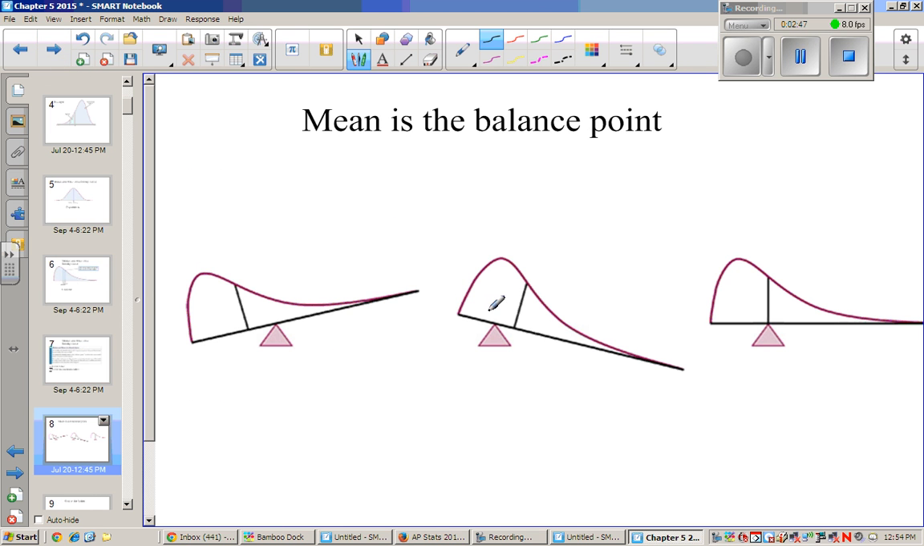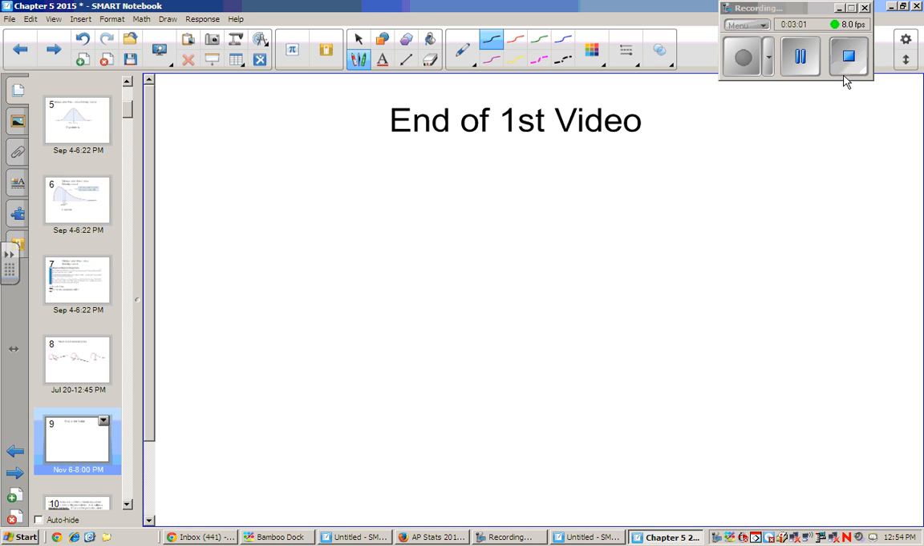Now here is a description of the balance point. Notice how if this is the mean, once it's right on the mean, the distribution is equally weighted on both sides. All right, now hopefully you can continue.